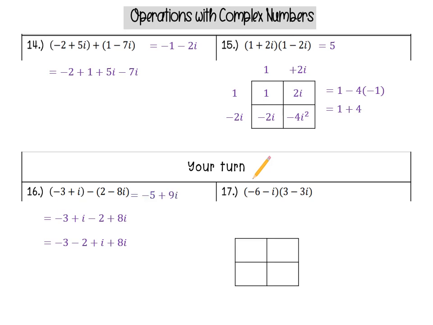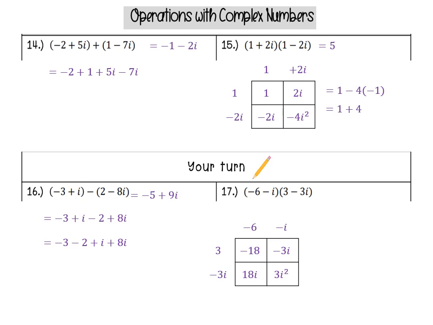17, again, the box method. So negative 6 minus i across the top, 3 minus 3i down the front. 3 times negative 6 is negative 18. 3 times negative i is negative 3i. Negative 3i times negative 6 is positive 18i. And negative 3i times negative i is positive 3i squared.